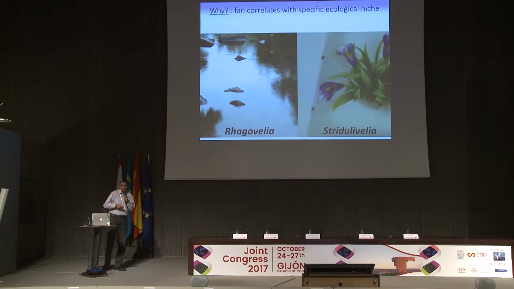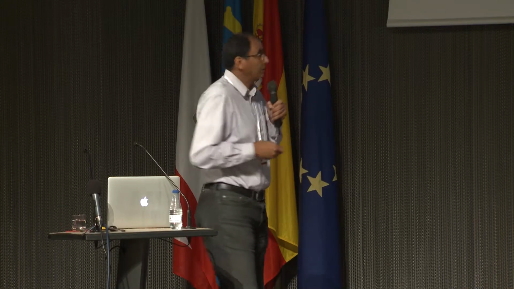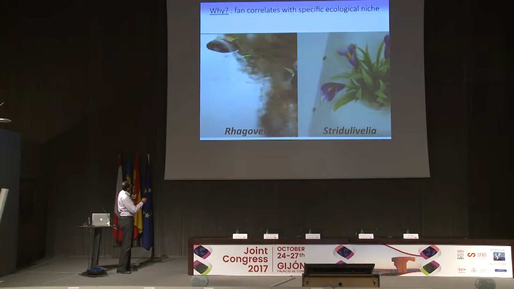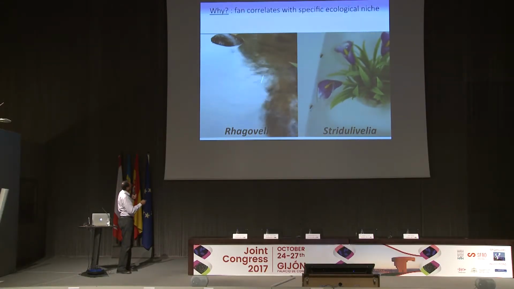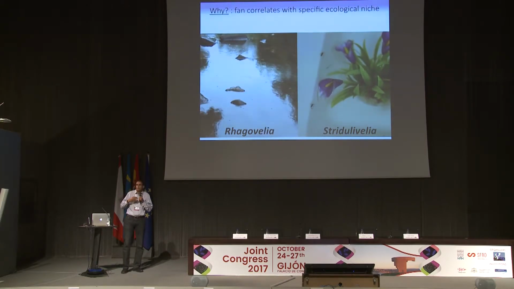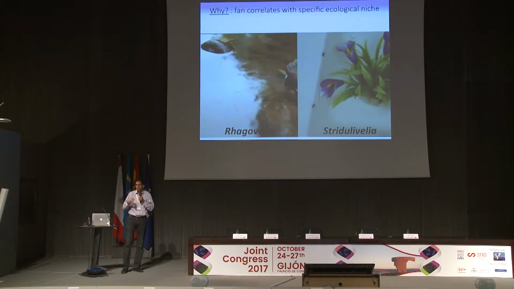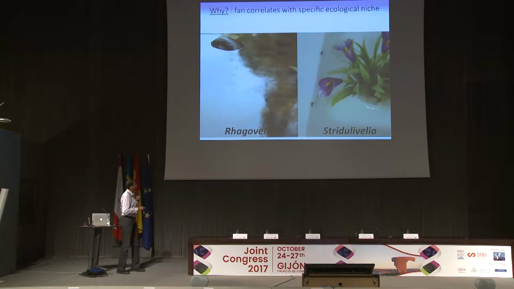So why do these animals need a fan in the first place? If you go to the field, this is what Ragovillia does, or this is its lifestyle. It's a species that lives in fast-flowing streams, and they have this lifestyle that is permanent movement. They don't stop. They do everything while they're moving very fast.